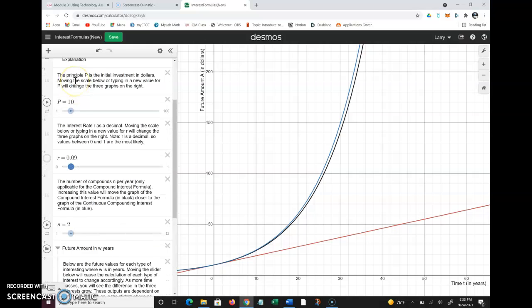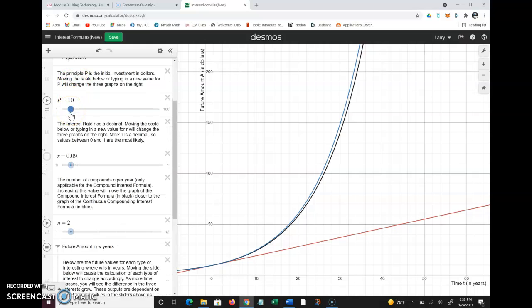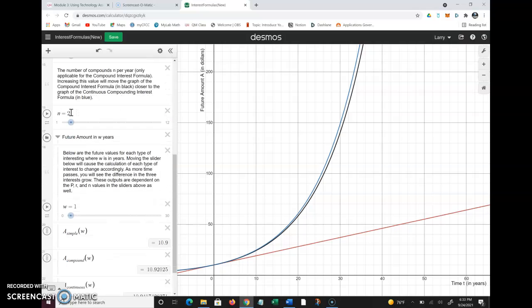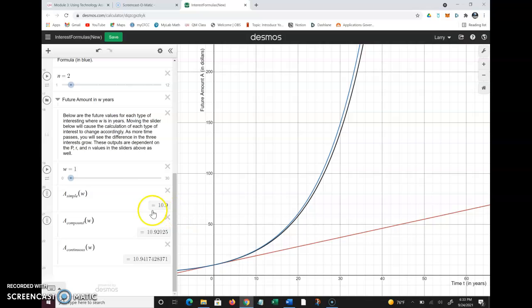Right now my original principal is $10. Interest rate's 9%, I wish we could get that. And the difference between the 3 is very small: $10.90, $10.92, $10.94. But let time continue. We move time, and I have my steps here at 1, so that each tick actually tries to fall on each year.